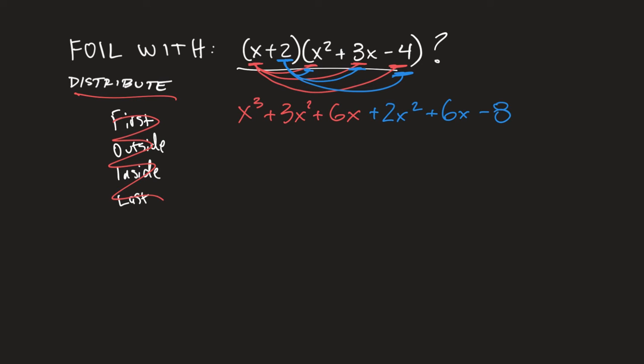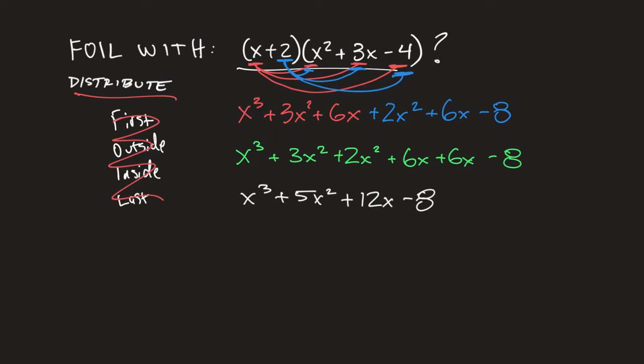So here I have x cubed plus 3x squared plus 6x in red because these are the result of x multiplying to each of these terms in the trinomial. And then in blue, 2x squared plus 6x minus 8. These are the 3 terms I get when I distribute positive 2 to the 3 terms in the trinomial. Here I've rearranged the polynomial and put like terms next to each other: same variable, same exponent, same degree. And now I've simplified it and I have x cubed plus 5x squared plus 12x minus 8.